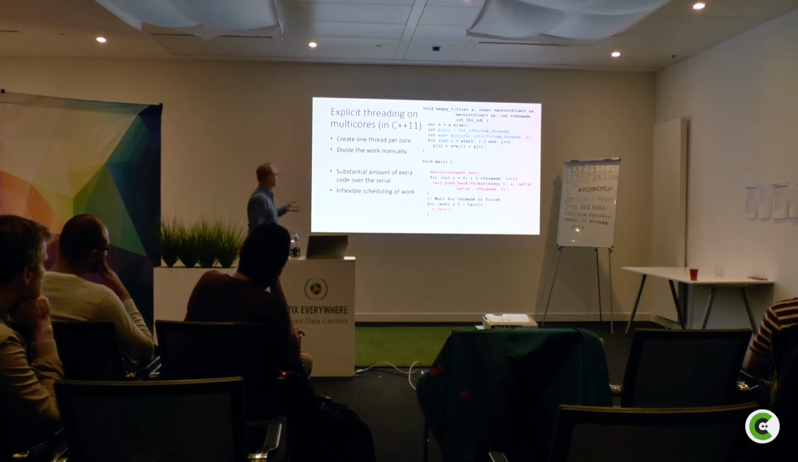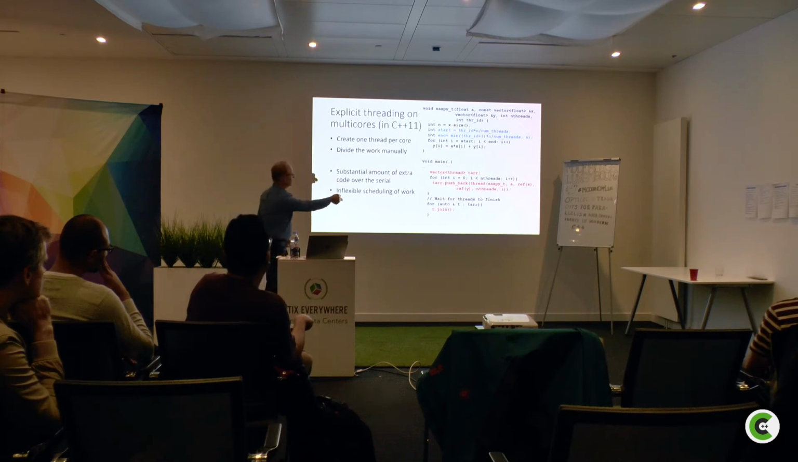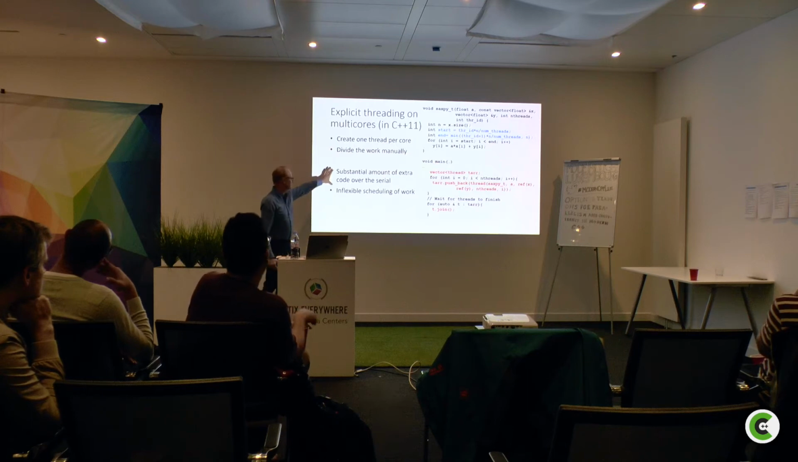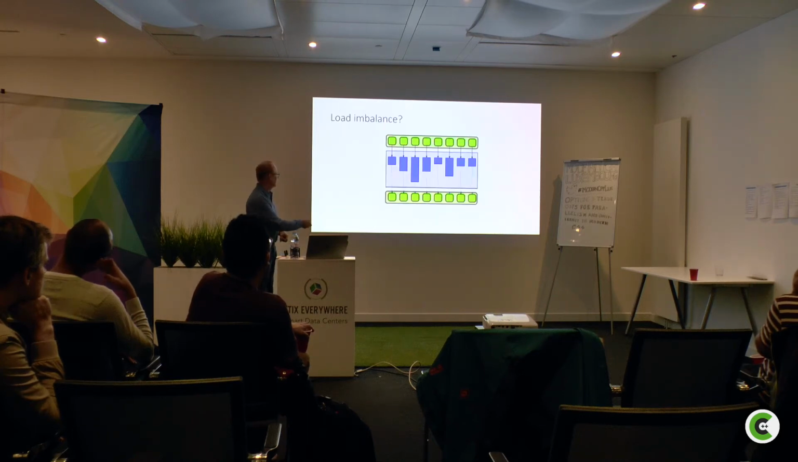I claim that this is the analogy to assembly level programming, but with threads, if you want to do parallel computing. The meat of the code is here. That's basically what you care about, but you have to write all of this and all of this to make it parallel, to divide the work among them, and it's not optimal. There is a substantial amount of extra code over the serial version, and inflexible scheduling of work, which you can see here. If you happen to have a code where, like SAXPY, it is very regular, every iteration is the same, that works. But what if every iteration is not the same? They have different amounts of work.